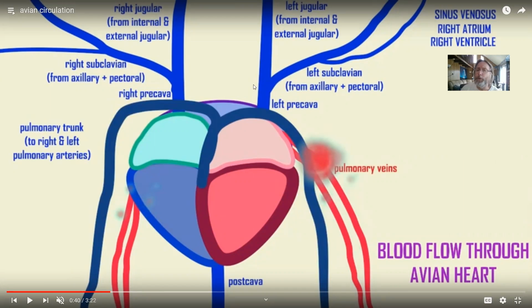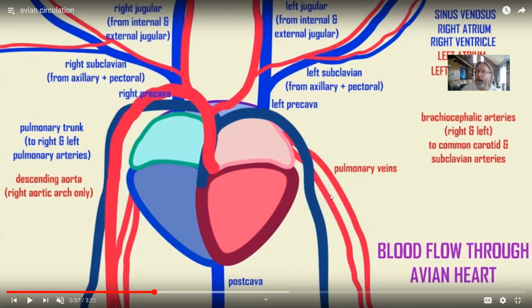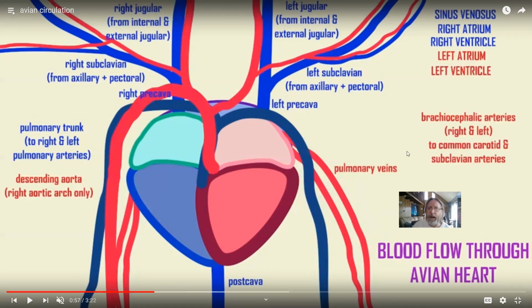So there are two anterior vena cava or precava that empty into the sinus venosus. From there, blood goes to the right atrium, right ventricle, pulmonary trunk, to the pulmonary arteries, to the lungs, to the pulmonary veins, to the left atrium, the left ventricle. And from there, oxygenated blood can be sent out to the wings, which obviously need a good oxygen supply.